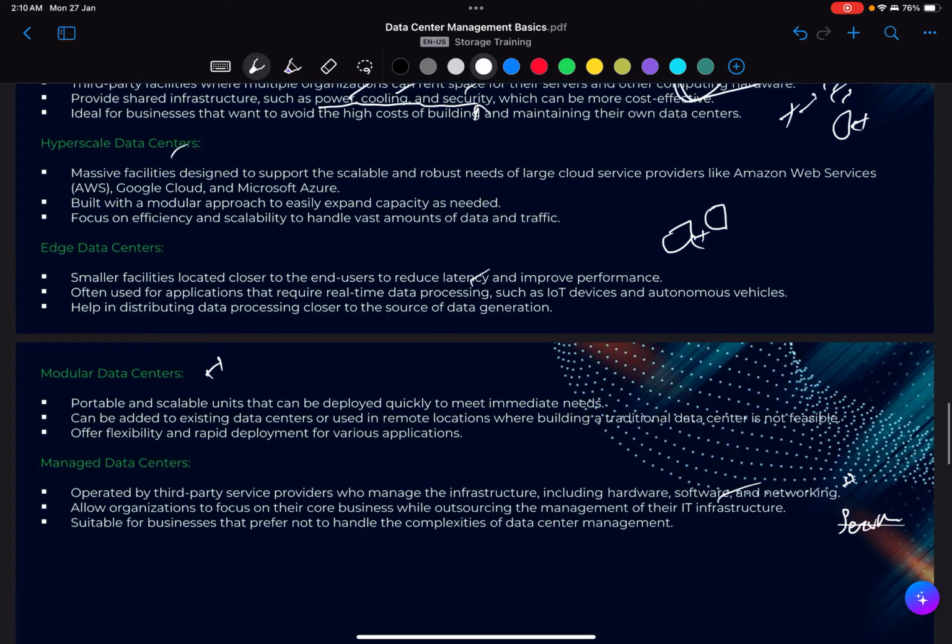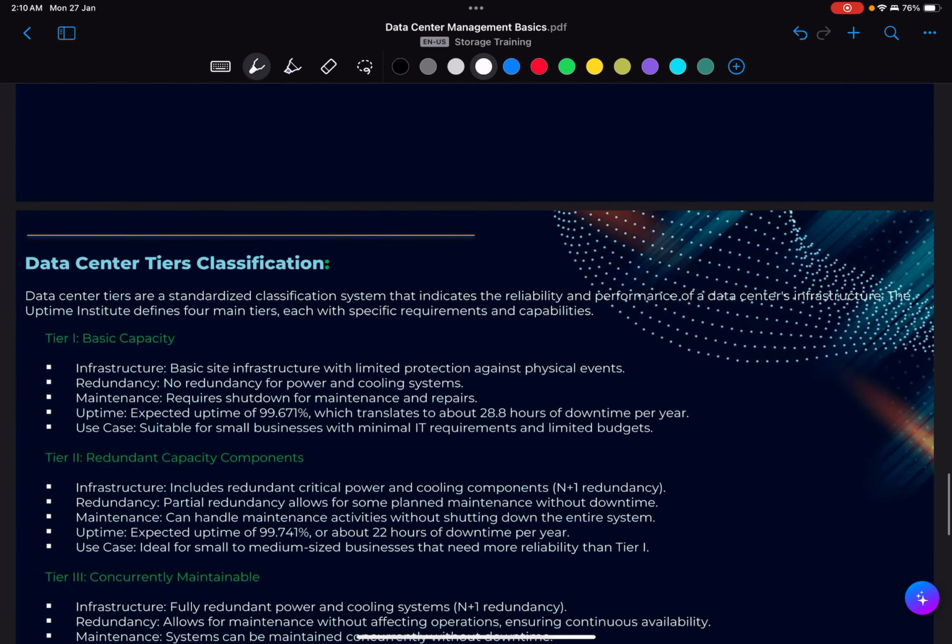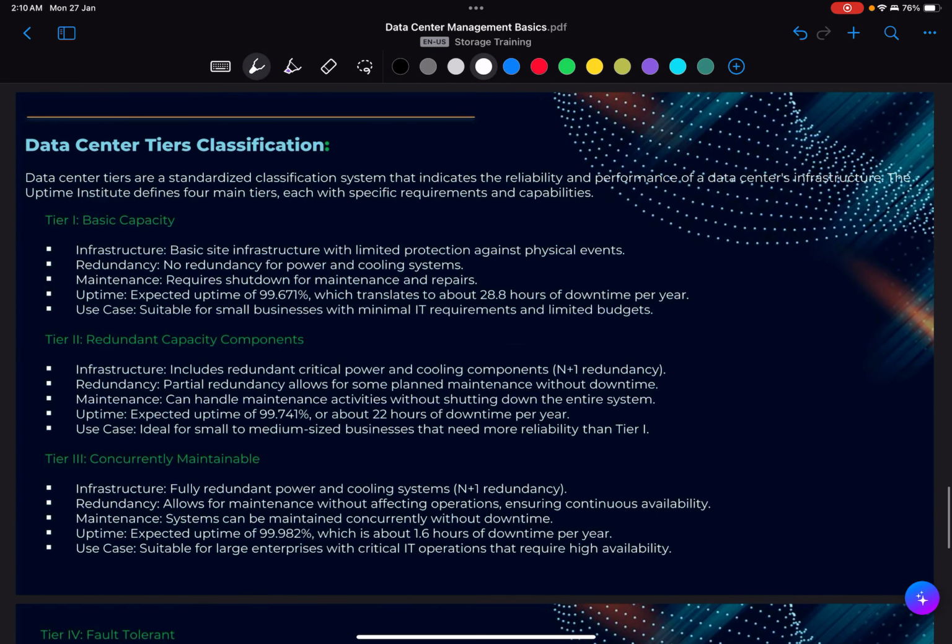Now let's talk about the tier classification of data centers. Data center tiers are a standardized classification system that indicates the reliability and performance of a data center infrastructure. The Uptime Institute defines four main tiers, each with specific requirements and capabilities. So as I said earlier, there are a total of four classifications of tiers.